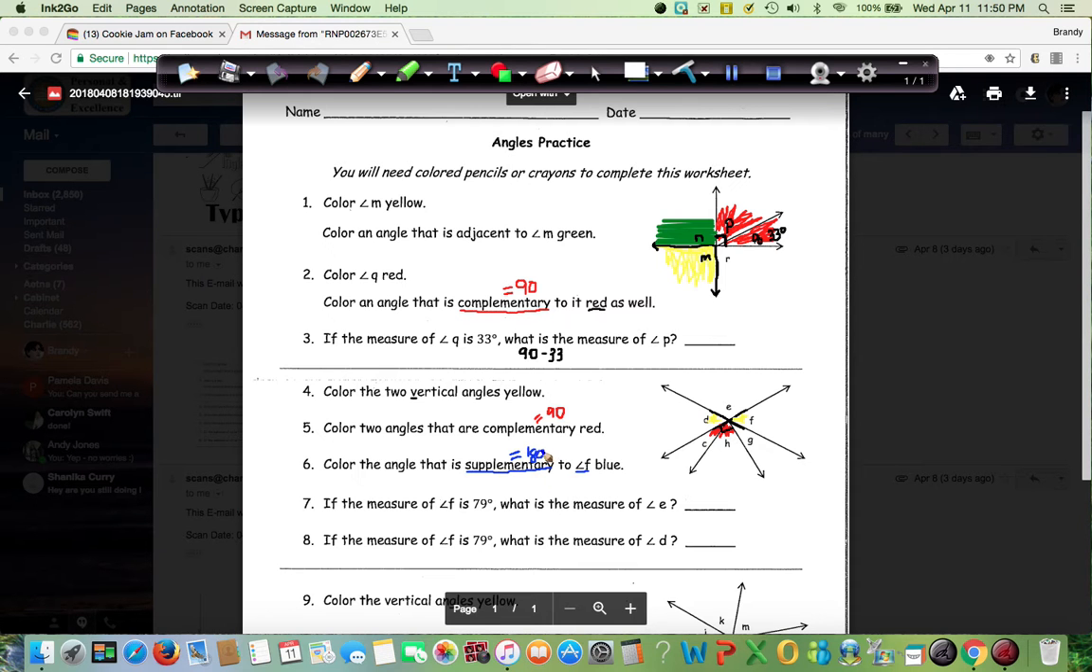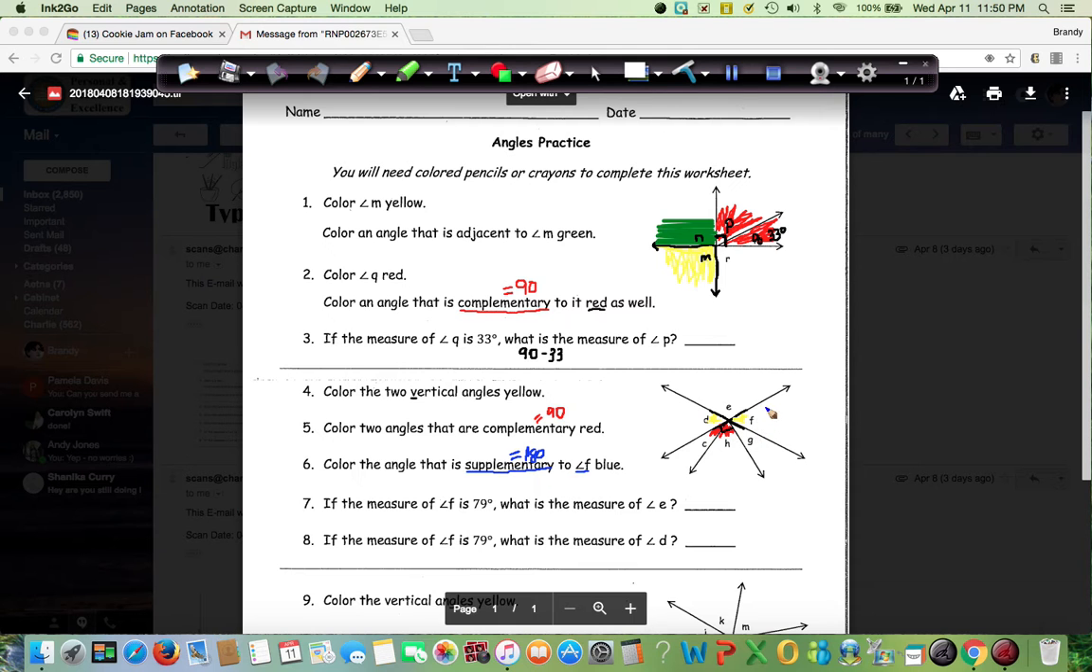So we need 180 degrees right here. So let's look. Here's F, right? So what creates a straight line? Well, if I added up F, G, H, and C, that would be this straight line. But that doesn't work because we can only have a pair of angles. And a pair means two.